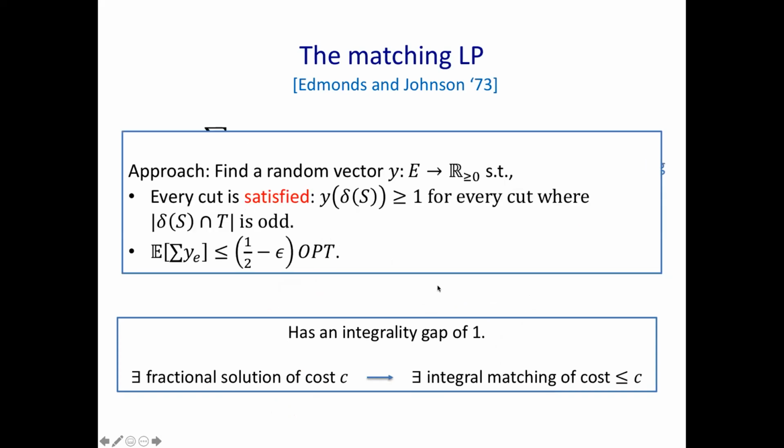And now our approach will be to find a random solution to this LP as a function of the sampled tree, such that all constraints are met, meaning whenever delta of S intersect T is odd, y of delta of S is at least 1, and to show that the expected cost of the matching of this solution is less than half of opt.